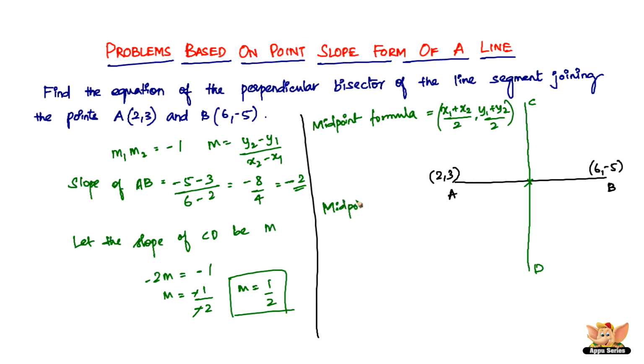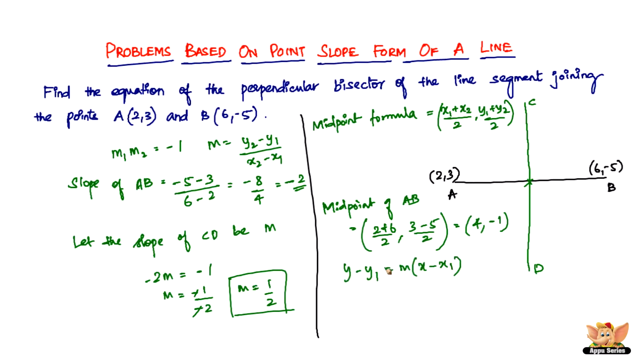So the midpoint of AB will be equal to (2 plus 6) divided by 2, (3 minus 5) divided by 2, which is nothing but 2 plus 6 is 8, 8 by 2 is 4, 3 minus 5 is -2, -2 divided by 2 is -1. So (4, -1) is the midpoint of AB, and definitely (4, -1) will be the point through which CD is passing. Now we've got both the data. We've got M equals 1 by 2, and we've also got x1 and y1.